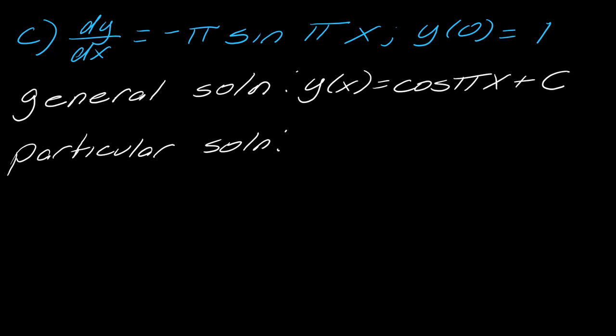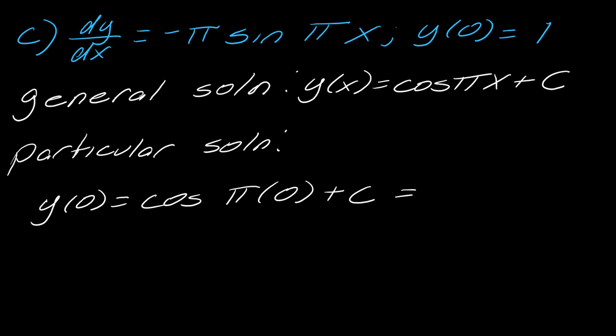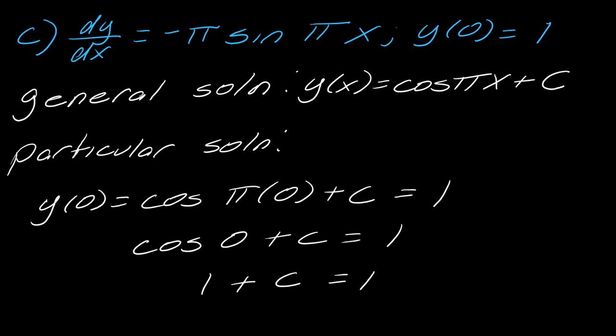I've got to plug in my y of 0 into this, so this becomes cosine of pi times 0 plus c. All of this now has to equal 1. Now, cosine of pi times 0 is just the cosine of 0. If you think about where cosine of 0 actually falls, this just becomes 1 plus c equals 1. Therefore, my c just equals 0.